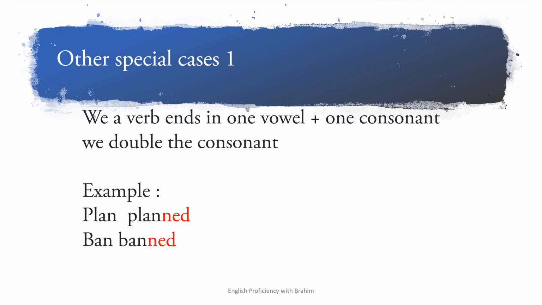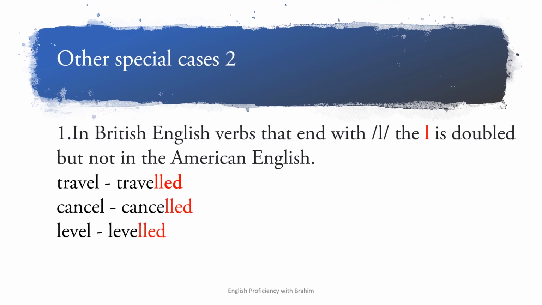The other special case, number two, especially in British English, verbs that end with the L, the L is doubled, but not in the American English. So we have travel, travelled, cancel, cancelled, level, levelled. So as you see, the L becomes two L's when we add the ED. But in American English, we can just say traveled with one L, canceled with one L, and leveled with one L.